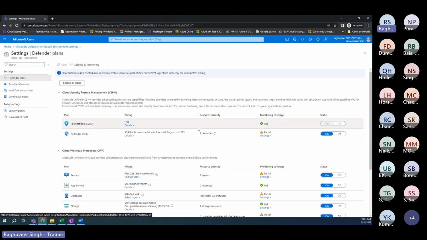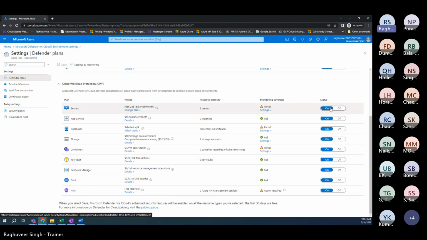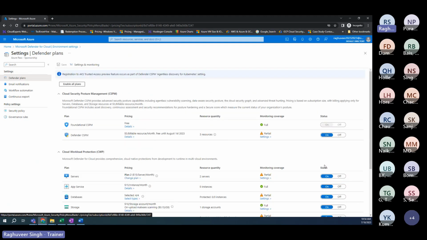And this is where you need to ensure that all the plans are enabled. All the plans should be on. And if they are not on, then you need to turn them on. All of them you need to click on. And then on the top, there is an option to save it. So you need to click on save. Once you save it, all the plans will be enabled.